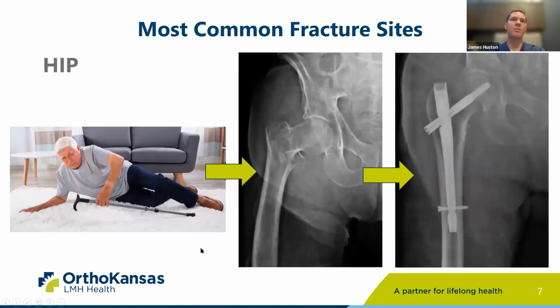As we mentioned, the hip is another common location. This is in the middle x-ray. There is what we call an intertrochanteric fracture. It's a very common pattern of hip fracture where the femur bone breaks right at the top of the long part of the bone, the shaft, and right where it transitions into the femoral neck, between the greater trochanter and the lesser trochanter.